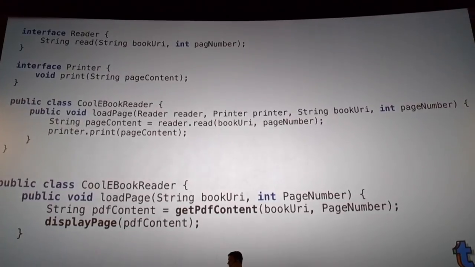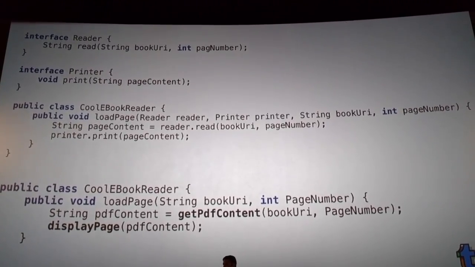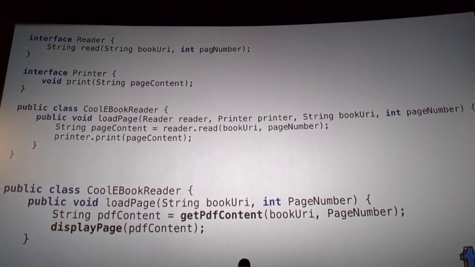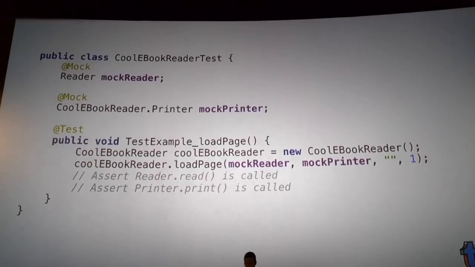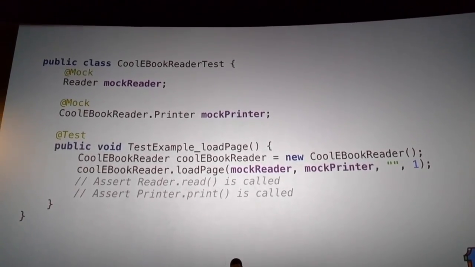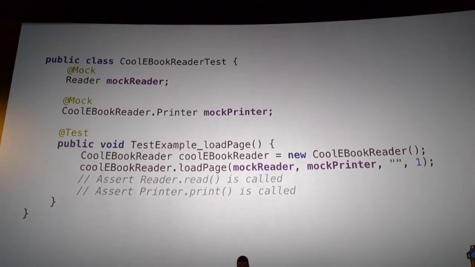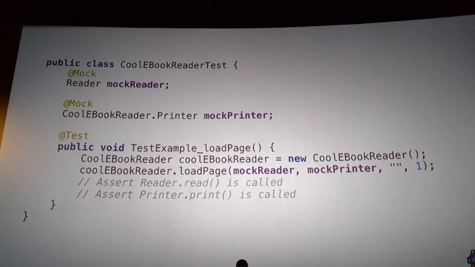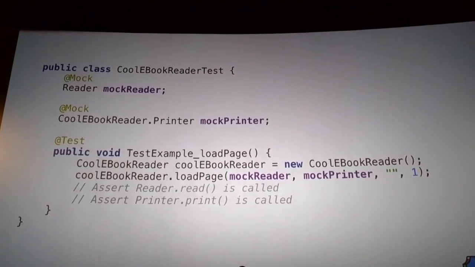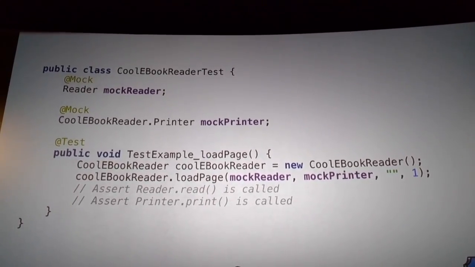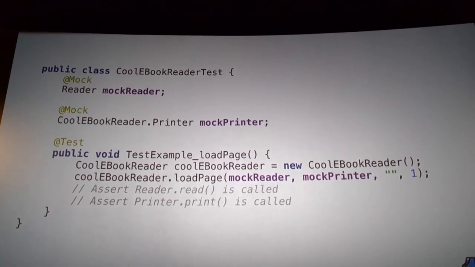And of course, I said the biggest advantage of doing things this way is that it's testable. So let's just write a quick test for it. Now we can just pass a mock reader and a mock printer, pass those two mocks into the load page method, and make assertions to make sure they were called correctly and in the right order. And that's basically it.